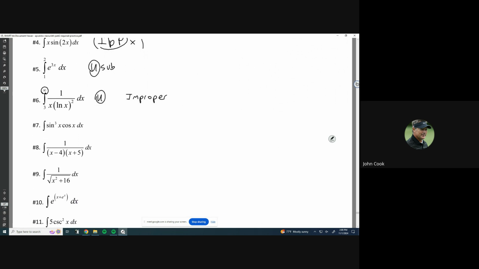Okay, with number 7, sine to the third and cosine of x. So it's not a simple one. So I go to u sub. Well, I've got sine to the third of x. That's a function inside of a function. So I'd say that sine of x is equal to u. And I'd see if it works as a u sub. So du would be equal to cosine of x dx. And sure enough, I've got a cosine of x dx right there. So this is a simple u sub.